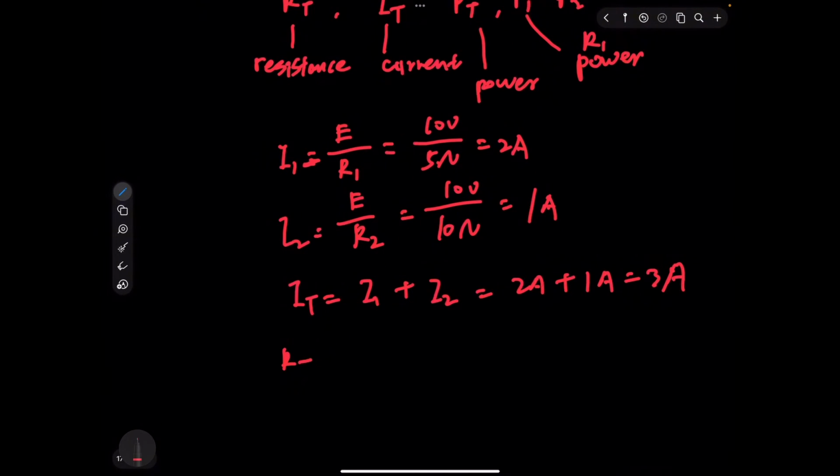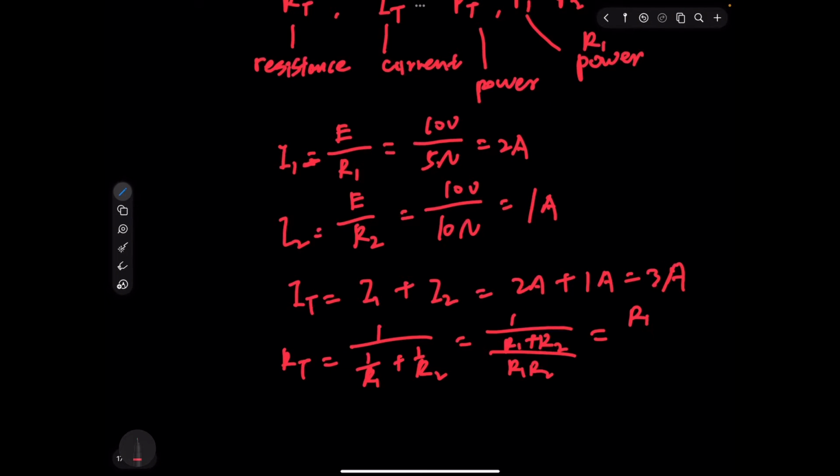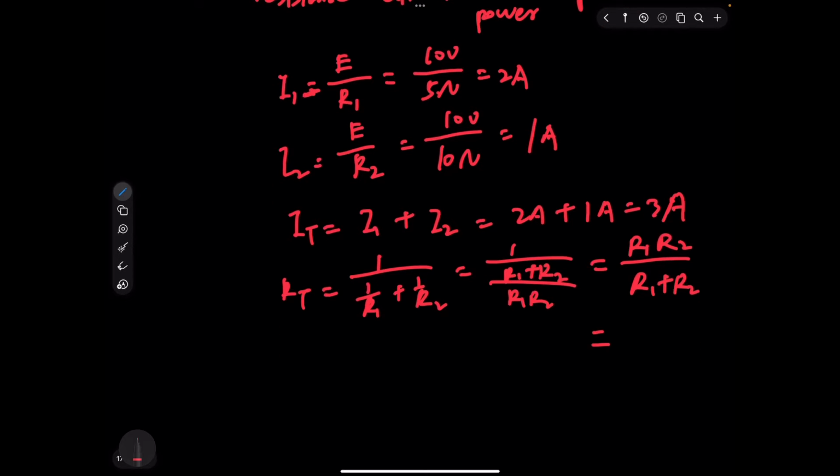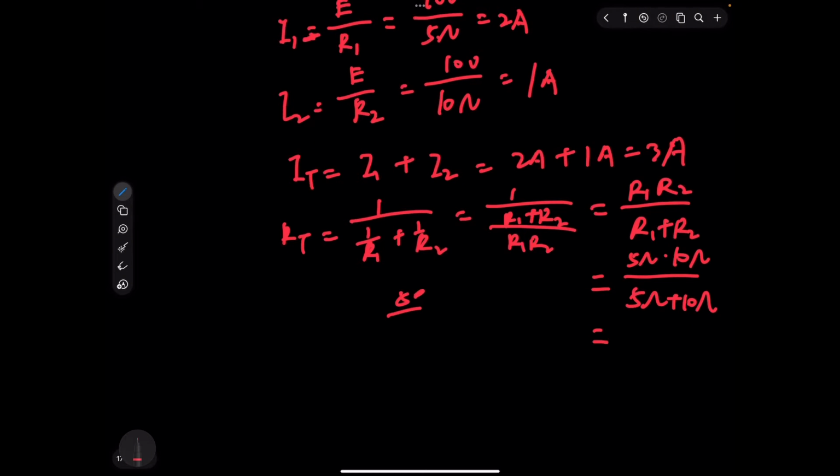For the total resistance, we can use the formula for a parallel circuit, 1 over R1 plus 1 over R2 equals R1 plus R2 over R1 R2. Then we flip the number: R1 R2 divided by R1 plus R2. After that, we can plug in the numbers, 5 ohms times 10 ohms divided by 5 ohms plus 10 ohms. This will give us 50 divided by 15. So it will be 10 over 3 ohms. Let's just leave it like that right now.